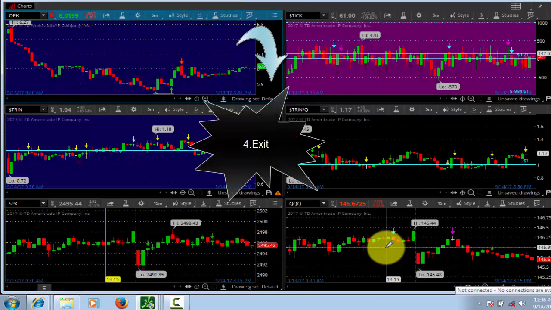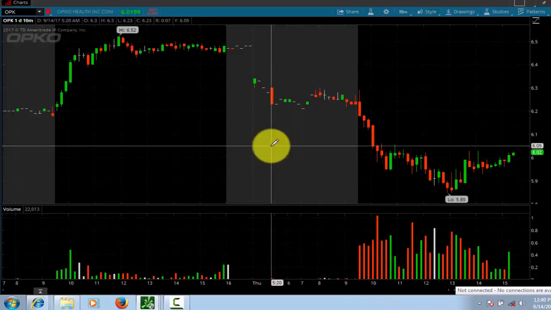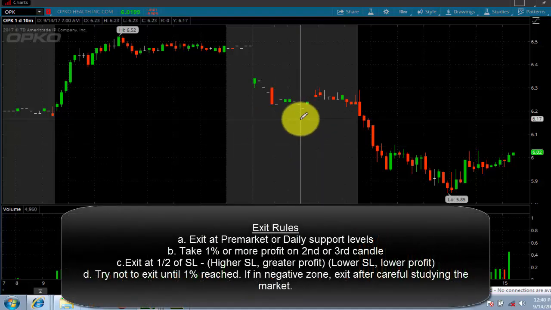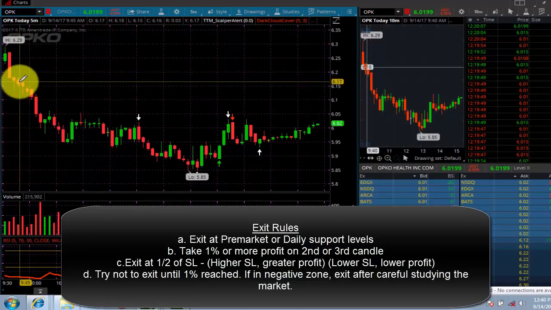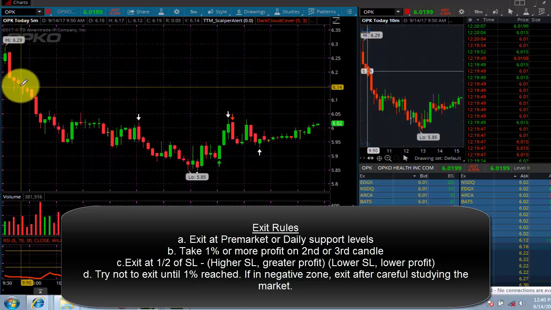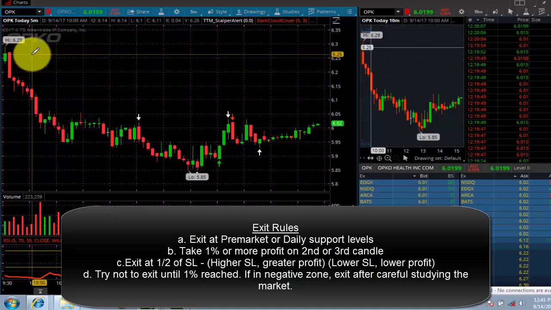And now the fourth topic, which is exit. Now, exit is tricky. Once I'll show you my chart, you'll understand it better. So the first exit rule is exit at pre-market or daily support levels. Now, if there is no support, follow the following rules. The first rule is take 1% plus profit on second or third candle. The second one is take profit half of stop loss. So for example, the stop loss is 2%, 1% or 1.5% is good enough.